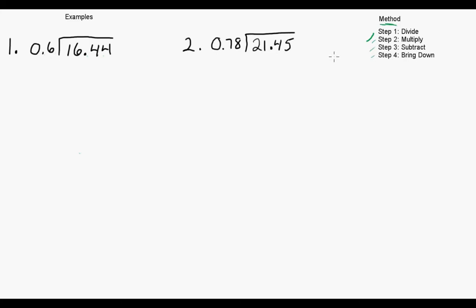Okay, so our first example is 0.6 divided into 16.44. Now, we don't really want to divide by a decimal here because it gets needlessly complicated. So what we can do is multiply both the divisor and the dividend by 10. And what that's going to do is move that decimal place over. So we get 6 divided into 164.4, a number much easier to divide.